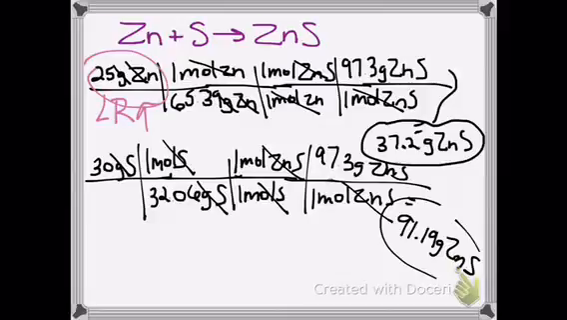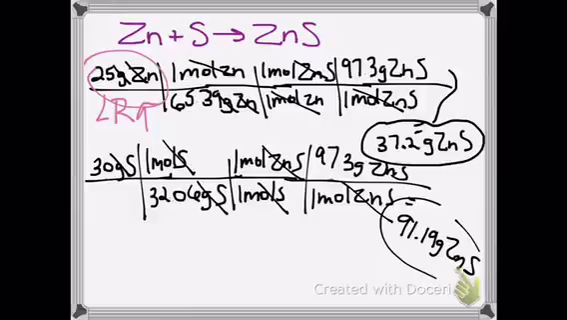Moving on to the second question, which is, how many grams of ZnS will be formed? In order to find out the answer to this question, you take both of the final answers that you got, and you pick the smallest of the two. So in this case, the answer is that 37.2 grams of ZnS will be formed, because you take the smallest number out of the two tables you did.